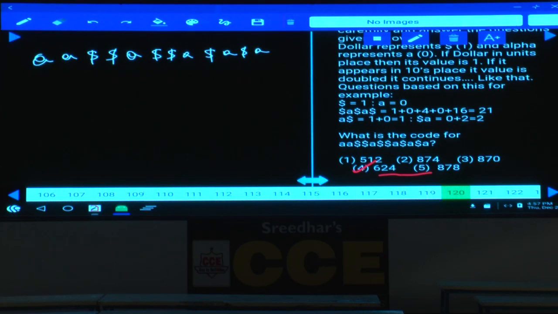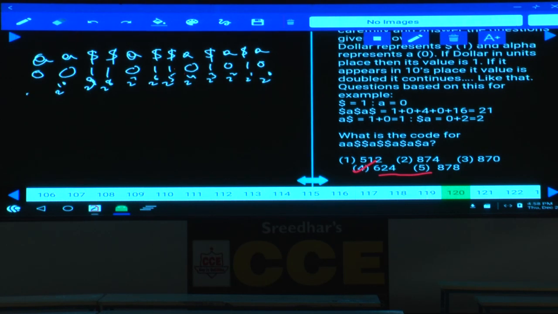Then in this one, now A is what? A is 0, 1 1 0 1 1 0 1 0 1 0, isn't it? Now starting from here, this is 2 power 0, 2 power 1, 2 square, 2 cube and 2 power 4, and this is 2 power 5, 2 power 6, 2 power 7 and 2 power 8, 2 power 9, 2 power 10 and 2 power 11, isn't it?